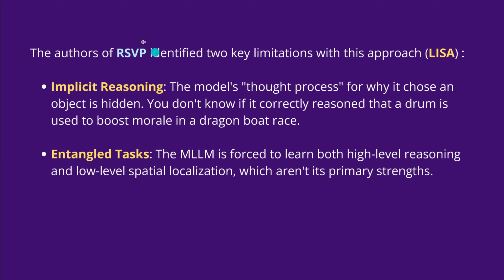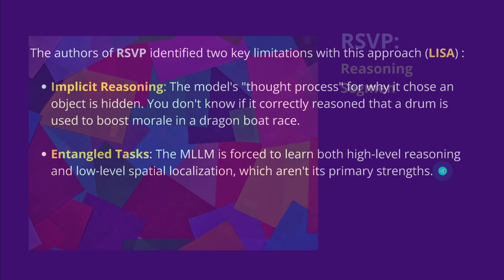And now the authors of today's paper said, okay, we identified two key limitations from LISA. It was the implicit reasoning, so the model's thought process for what it chose is completely hidden. We don't know if it correctly reasoned for particular objects, and everything is entangled and squeezed into one model. So the MLLM is forced to learn about high-level reasoning and at the same time about low-level spatial localization. And this is not how systems should operate.